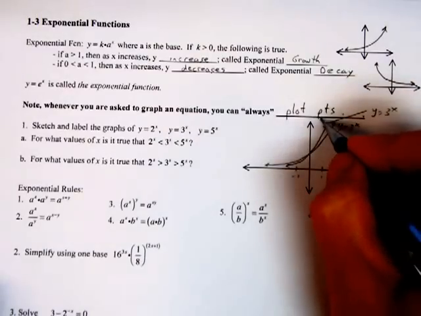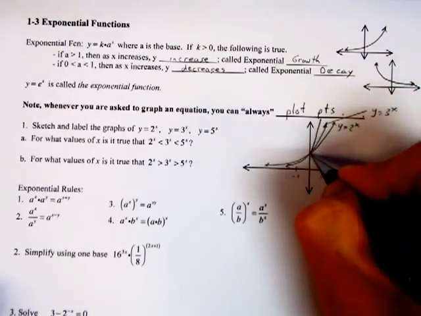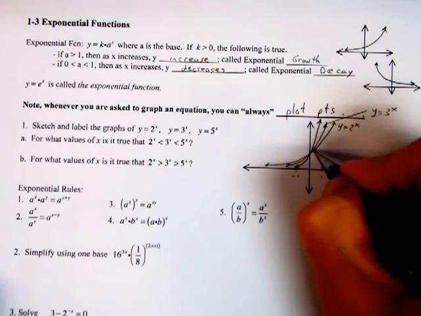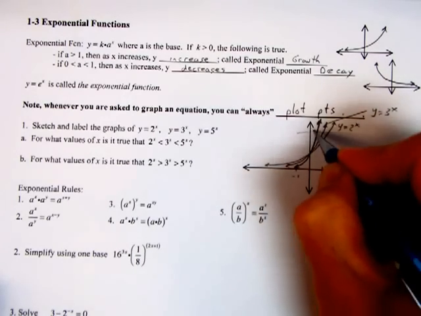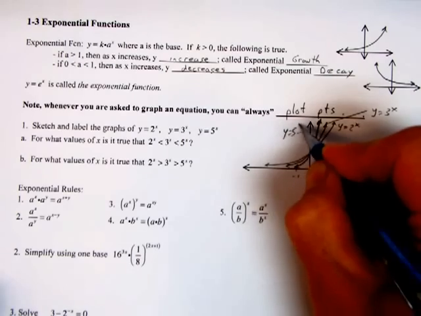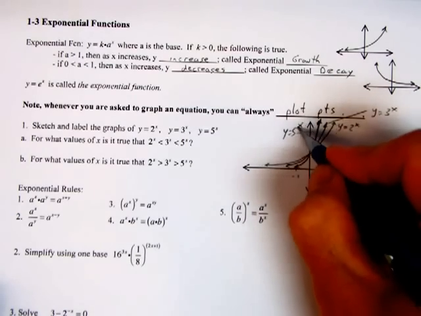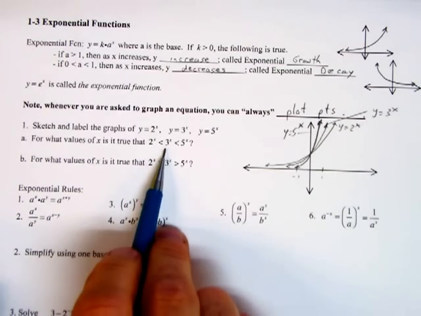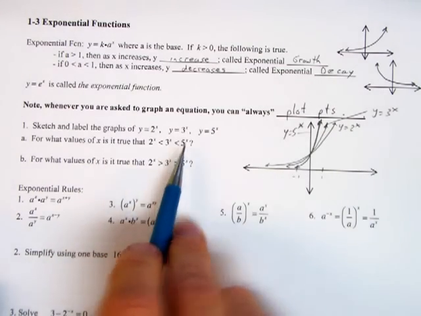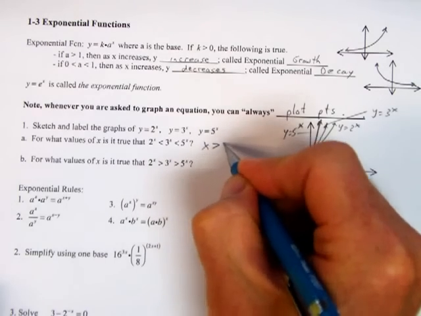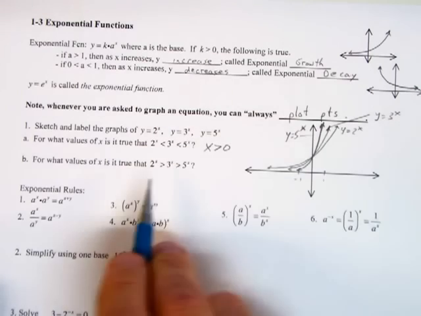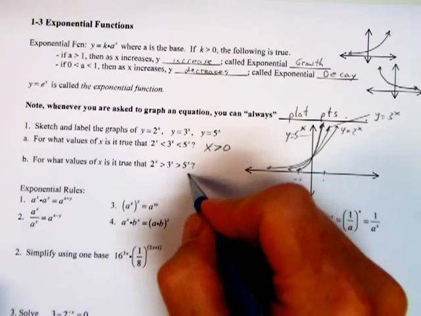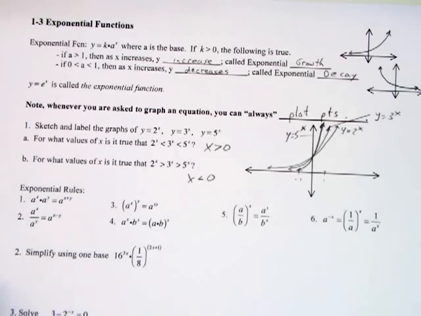Similarly, y equals 5 to the x is going to shoot up a lot faster, and it's also going to go down a lot faster. That is a curve nonetheless. Y equals 5 to the x. So for what values of x is it true that 2 to the x is less than 3 to the x is less than 5 to the x? Well, those are going to be the positive values. Where is it that 2 to the x is greater than? Those are going to be the negative values.